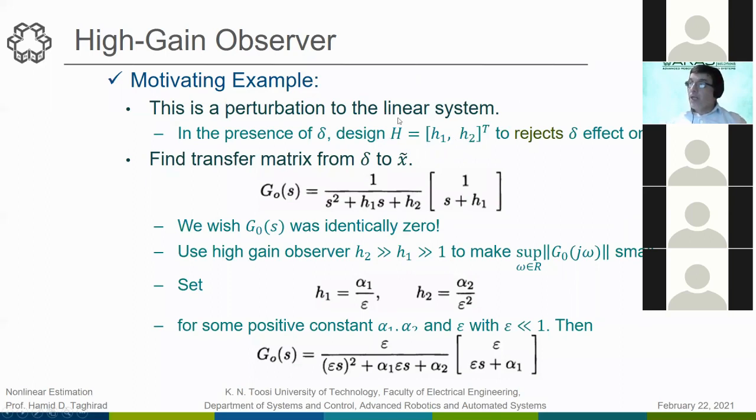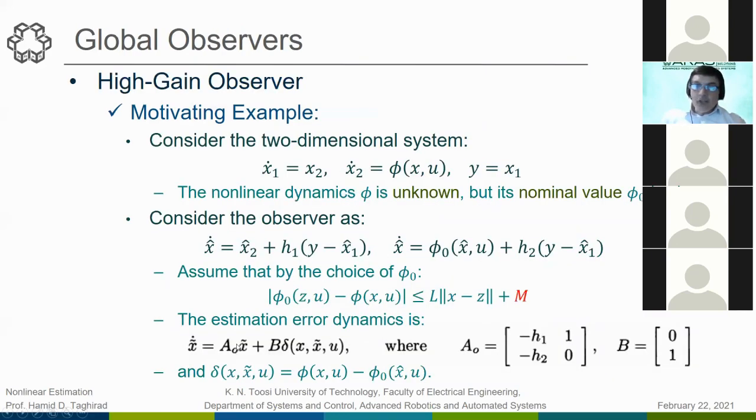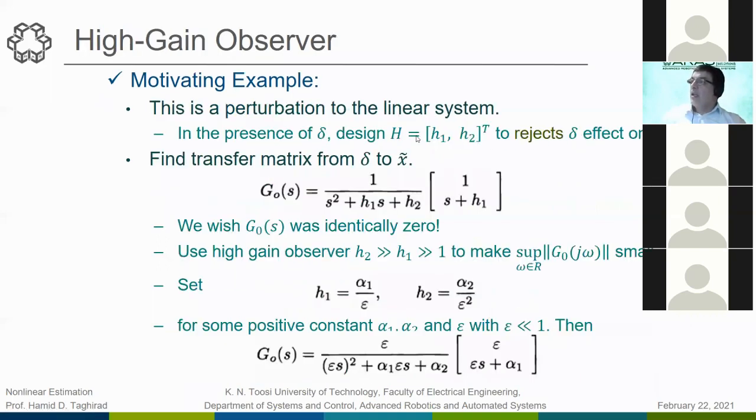But we would like to somehow design H1 and H2 to reject the effect of delta on C. As you see here, we have this part contributing to the error, and if this is somehow blowing up and diverging, the aerodynamics will diverge as well. So we try to prevent that in this case. And as you see, we can do that.